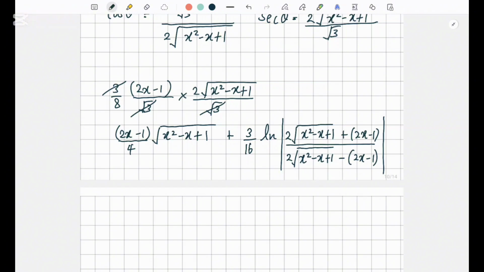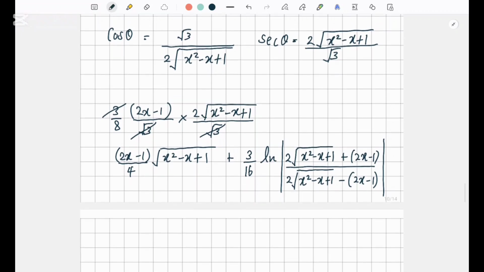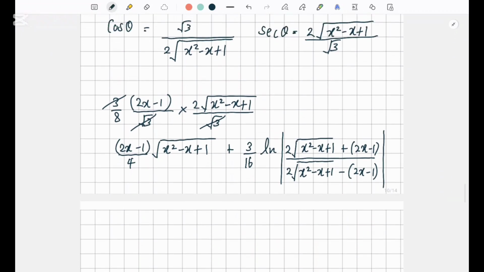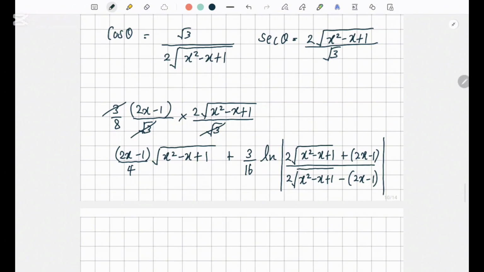Let me just go through everything and see whether I did everything properly. So yeah, that's everything for this question, and don't forget your plus C. I'll just write it on the next page. So this is going to be your final answer.